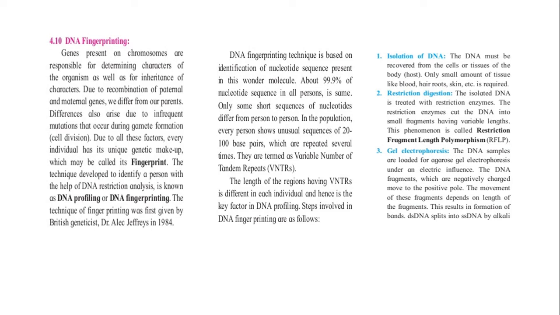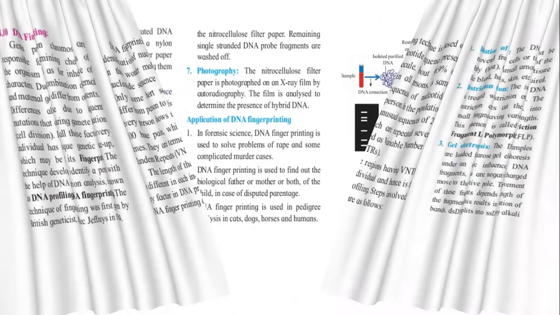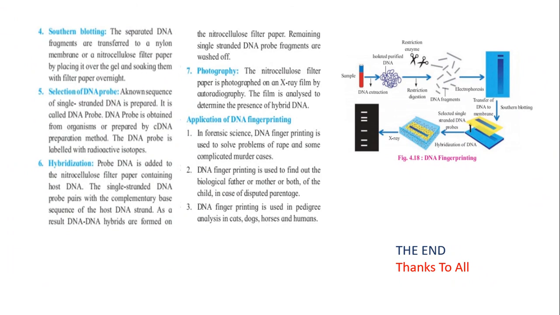Number three, gel electrophoresis. The DNA samples are loaded for agarose gel electrophoresis under an electric field. Number four, Southern blotting. The separated DNA fragments are transferred to a nylon membrane or a nitrocellulose filter paper by placing it over the gel and soaking them with filter paper overnight.